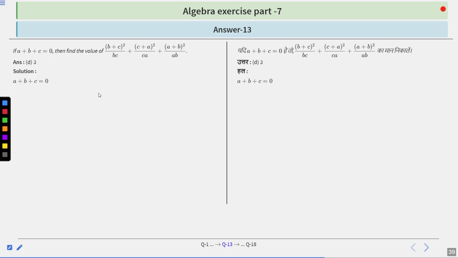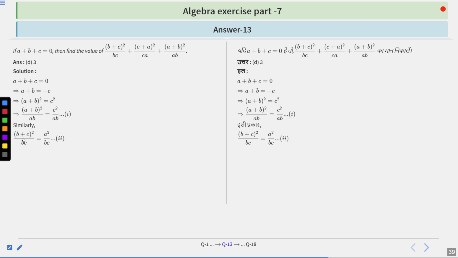It was given to us that a + b + c is equal to 0. Therefore, we can say a + b is equal to minus c. And squaring both sides, we can also write (a+b)² equal to c², because (−c)² is plus c². So dividing by ab on both sides, left hand side as well as the right hand side, we get (a+b)² upon ab equal to c² upon ab. That is our equation 1.